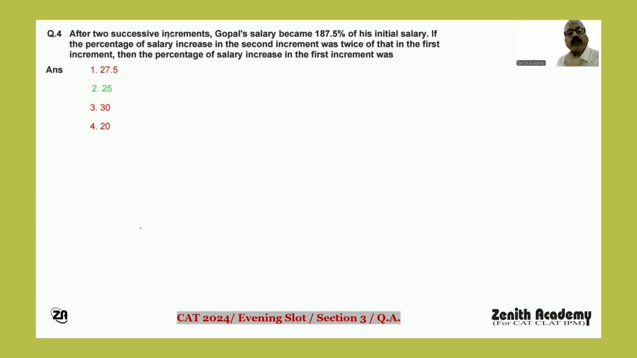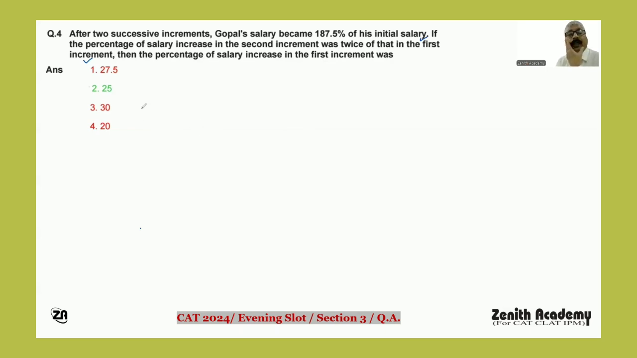After two successive increments, Gopal's salary became 187.5% of his initial salary. If the percentage of salary increase in the second increment was twice of that in the first increment, then the percentage of salary increase in the first increment was. I think it is a very simple question. And if you do this with the help of options, तो ये ज्यादा easy हो जाएगा.